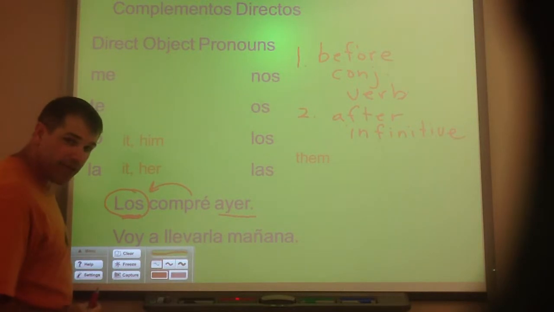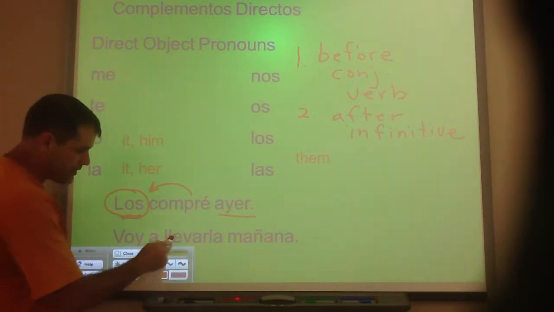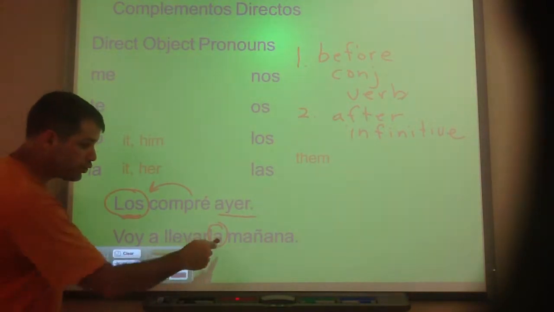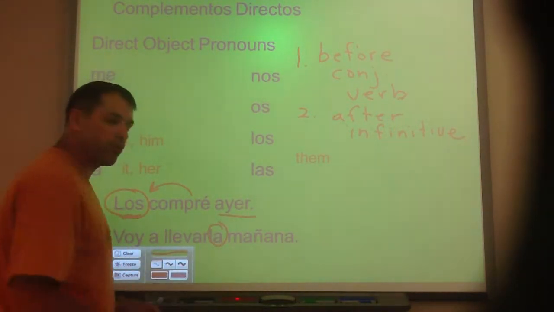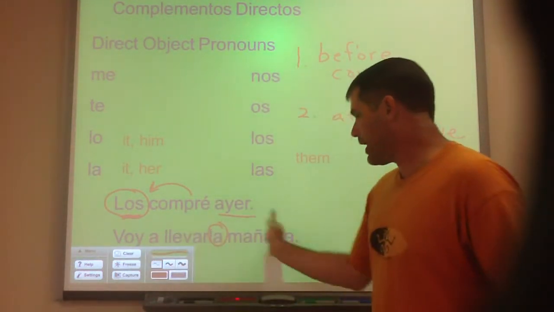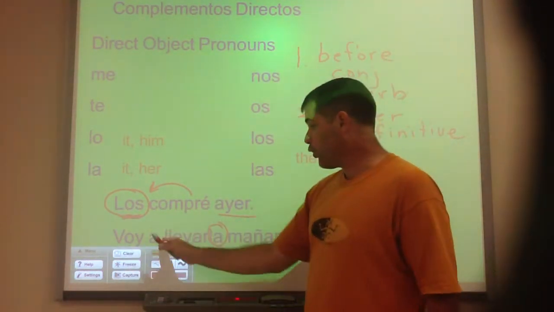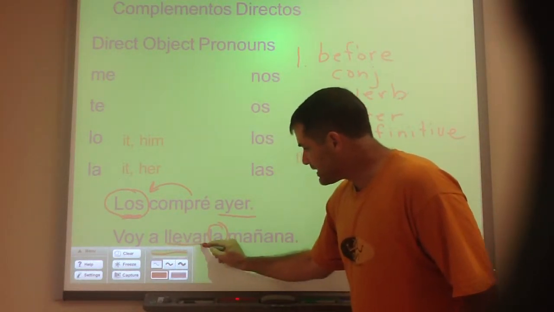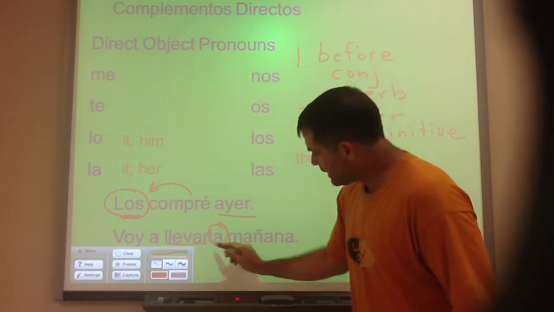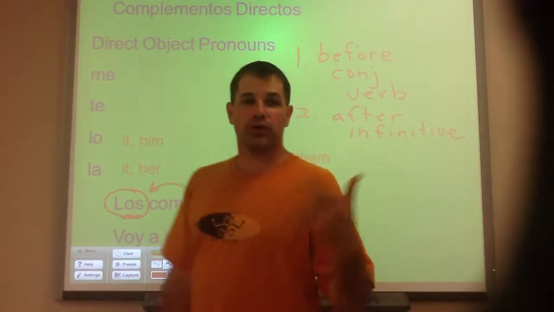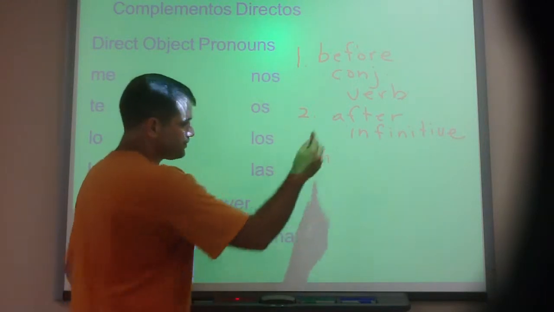So we have an example of that right here. Voy a llevarla mañana. I am going to wear it. The it may be referring to la camisa or la blusa. Voy a llevarla mañana. I'm going to wear it tomorrow. So because llevar is in the infinitive form, I can attach that pronoun, that la, right on the end of it, after an infinitive and attached to it.